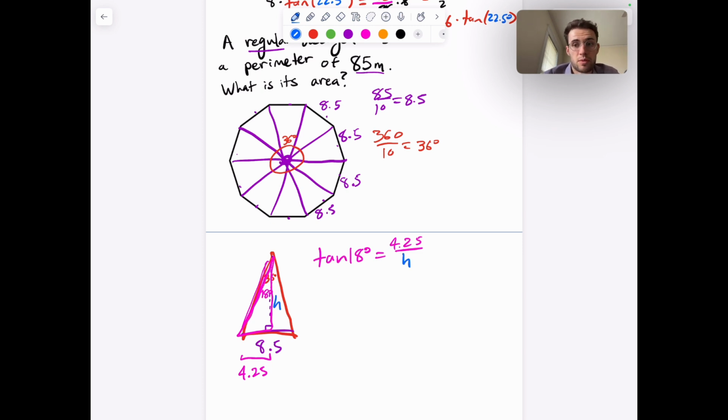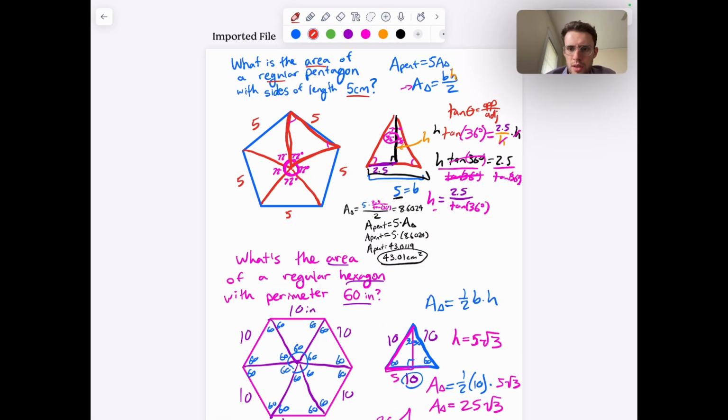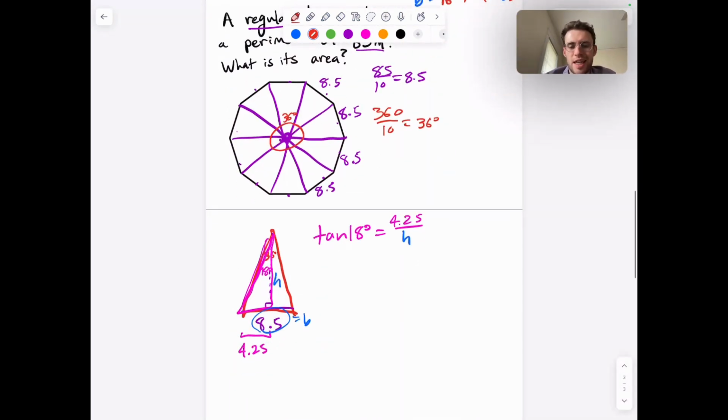The thing we need to find the area of the triangle is the base and the height. They gave us the base, 8.5. We're finding the height. So this one is very similar to the pentagon, where the height is on the bottom. So to get the height alone, just multiply both sides by height, and then you want to divide both sides by tangent of 18. So I'm just going to do them one step at a time. So h times tan 18 equals 4.25.